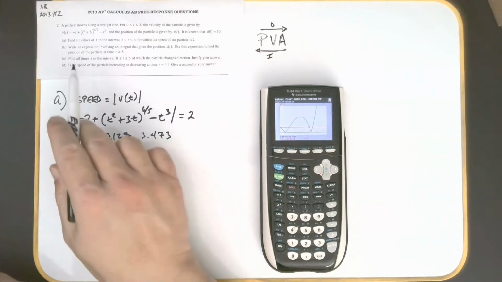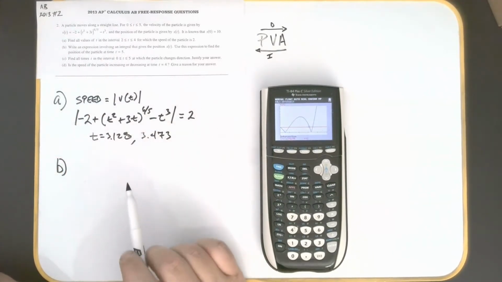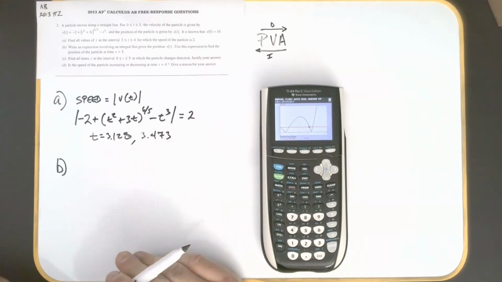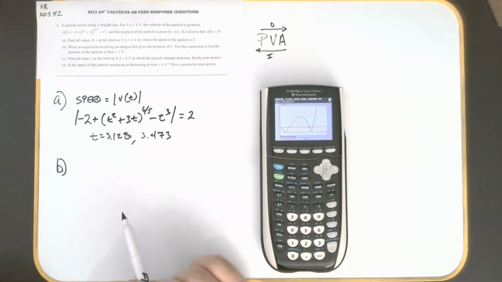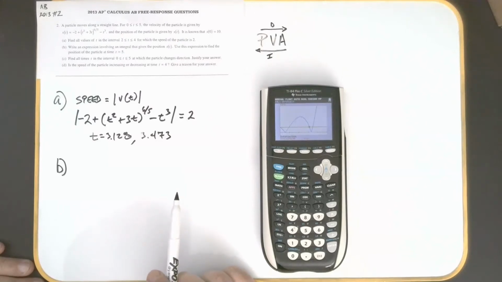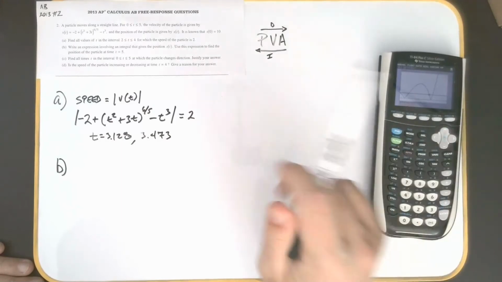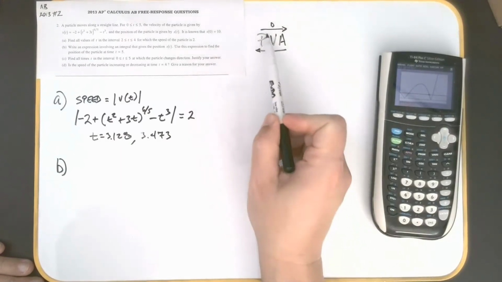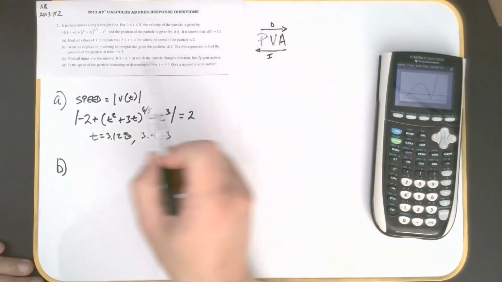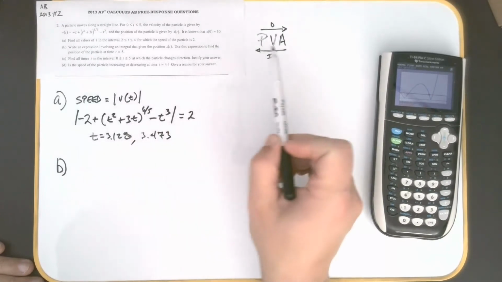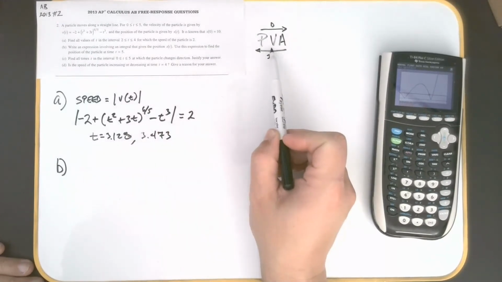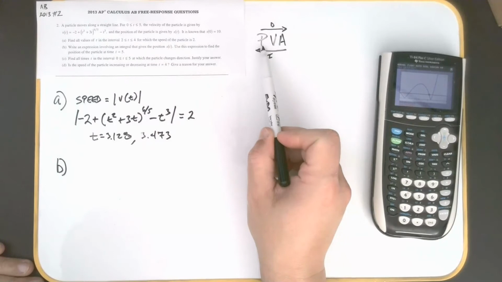Part B says, write an expression involving an integral that gives the position s of t. Use this expression to find the position of the particle at time t equals 5. Well, I'm actually going to do the second part of B before I do the first part. I think it'll be a little easier. And if you look back here at our little expression here, PVA, they're asking about the position, and they're asking about it at time equals 5. So we have velocity. So it looks like if we just integrate velocity, we'll be able to get position.